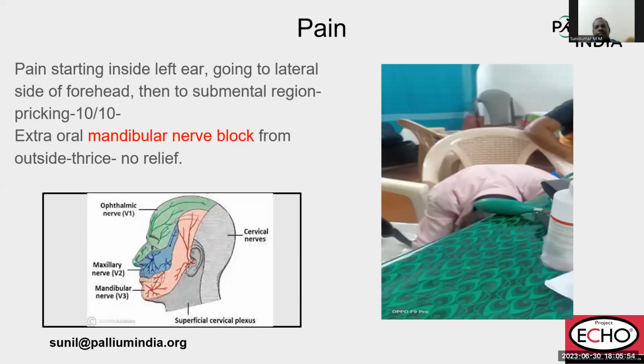He complains of pain which starts inside the left ear, going to the lateral side of the forehead, then to the submental region, and he described it as a pricking pain. You can see the pink area in this face, which is the area of mandibular nerve distribution. Because of this, the treating team did extraoral mandibular nerve blocks, and there was no pain relief. They did it thrice. The patient didn't have any pain relief.